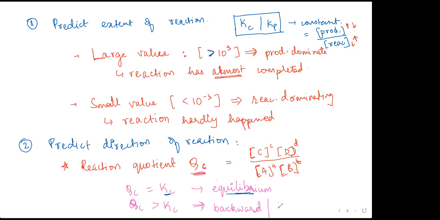Similarly, if you have QC less than Kc, the concentration of products is lesser than at equilibrium, so this means that your forward reaction will be favored.